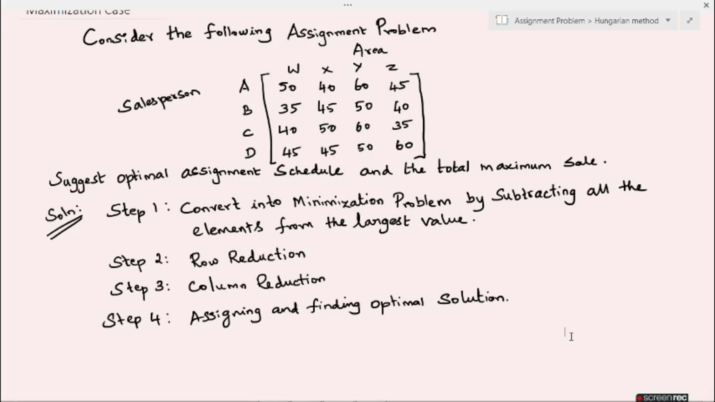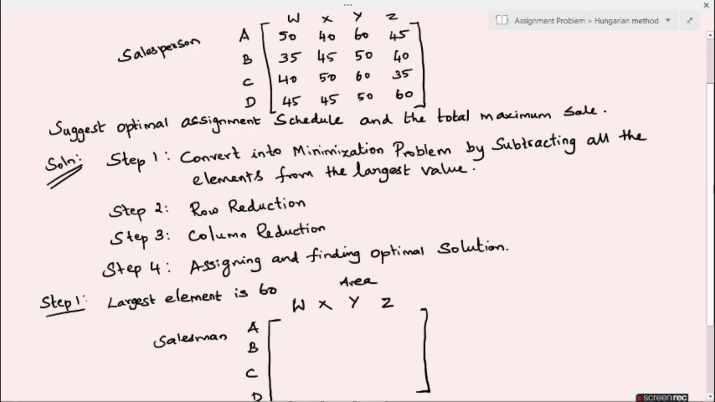Before proceeding with the problem, we first check whether it is balanced or unbalanced. In this problem, we have 4 rows and 4 columns. So both are equal, therefore it is a balanced assignment. Now we have to convert the maximization into a minimization problem. So first, step 1, consider the largest number, that is 60.